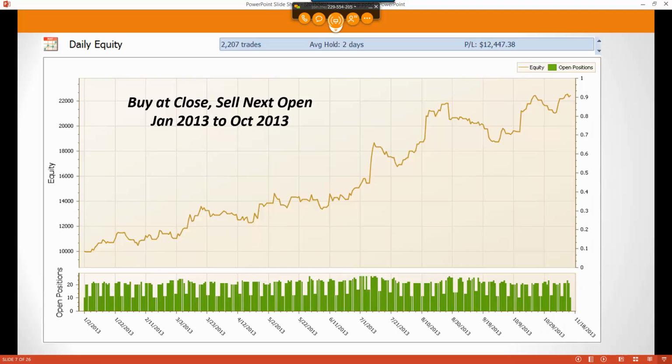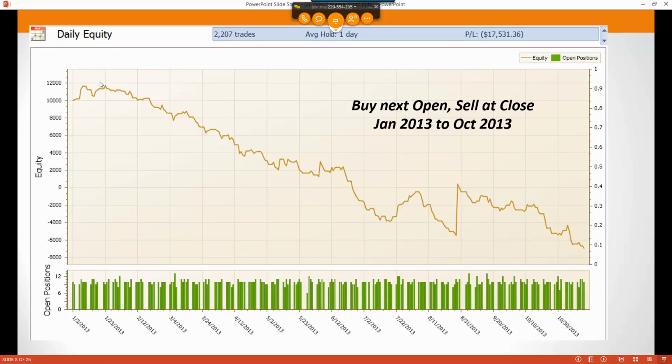And here's a chart which basically shows how the strategy performed when you buy at the close and sell at the next market open. I ran this from January 2013 to October 2013, so a fairly short time frame. Then I thought it would be good also to show what happened if you bought the open and sold at the following close, and you ended up with a chart which looked very different and very negative, but fairly consistently negative as well.